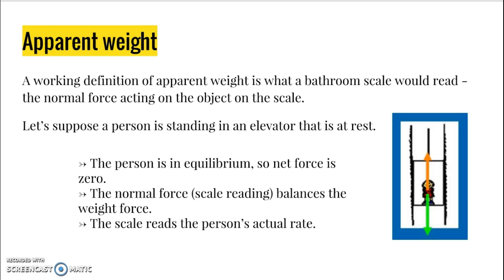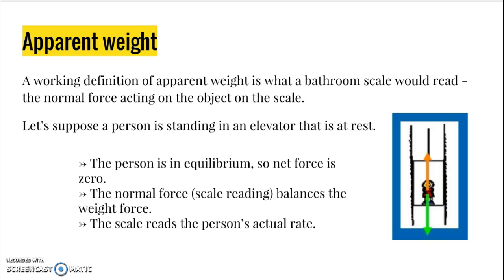So this is where the idea of apparent weight comes in. Let me start off with giving a rudimentary definition of apparent weight. So apparent weight is basically what a bathroom scale would read, right? So it's going to be the normal force acting on the object on the scale. One way to always think of what a scale is going to read, you can think of a bathroom scale as a normal meter. It measures the normal force, right? Though that's not a very nice definition, we can roll with it.